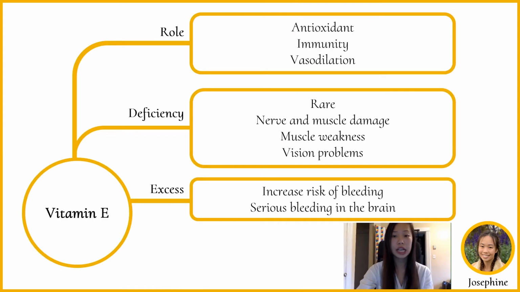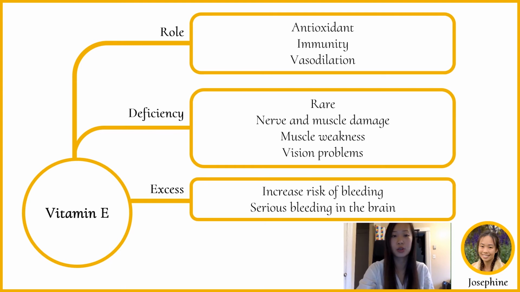So in the body, vitamin E acts as an antioxidant, helping to protect cells from the damage caused by free radicals. The body also needs vitamin E to boost its immune system to fight off invading bacteria and viruses. It helps to widen blood vessels and keeps blood from clotting within them. Vitamin E deficiency is rare and occurs almost exclusively in those with an inherited condition that impairs their ability to absorb the vitamin, such as cystic fibrosis.